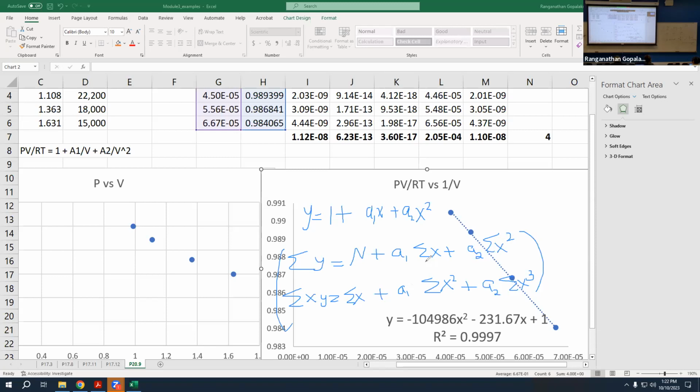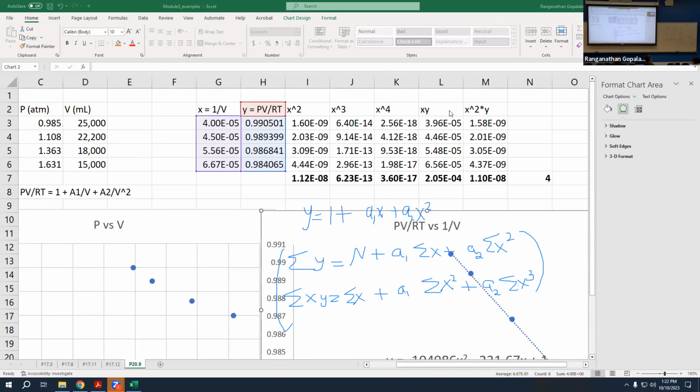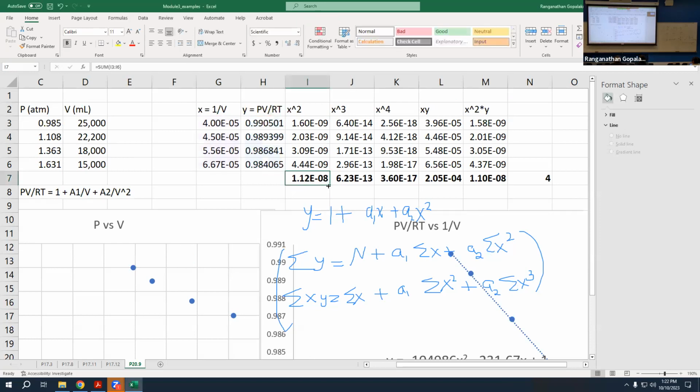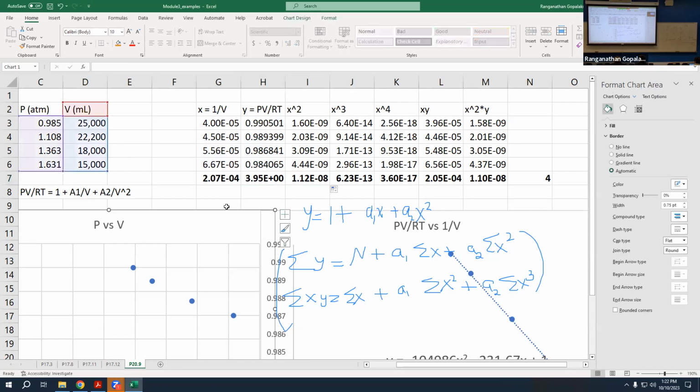So now use these coefficients and see if you get the same value. Two equations, two unknowns. What do we have? What is sigma y? I need to take this and what is sigma y?